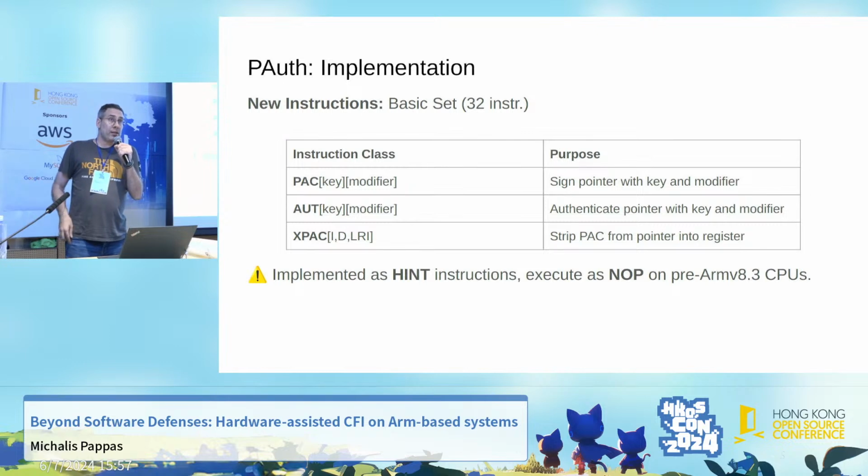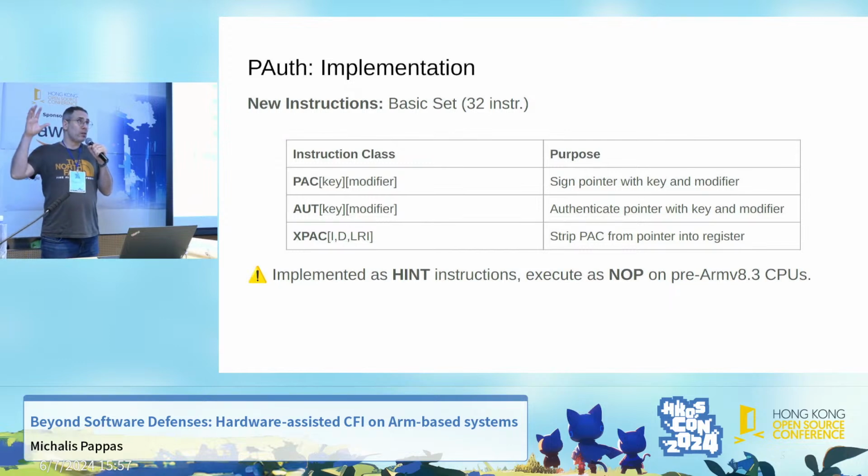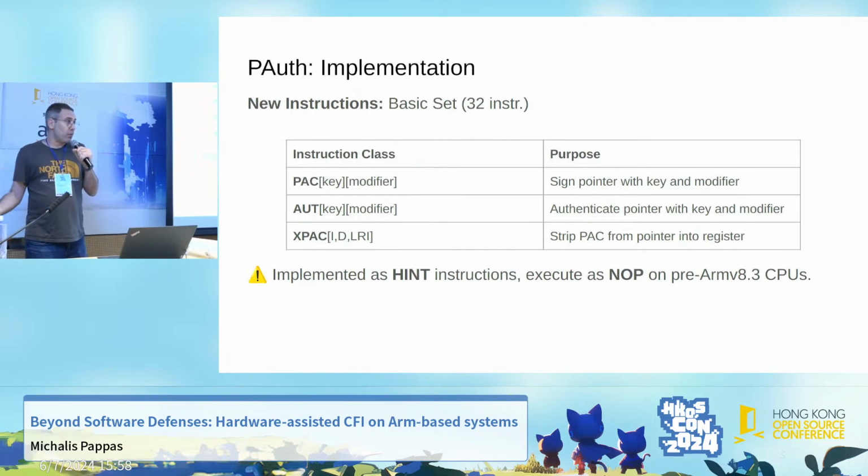These are implemented in the processor's hint space, which means that if you execute these instructions on an older processor, the processor will execute them as a NOP, so nothing will happen, right? Your code will keep executing, of course it will not be protected, but it will be backwards compatible.